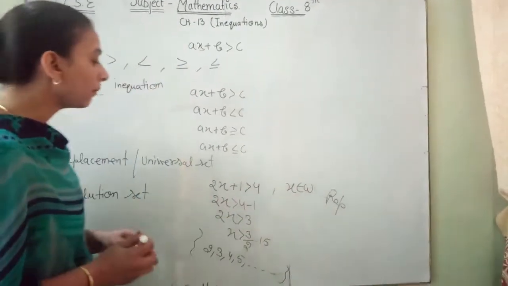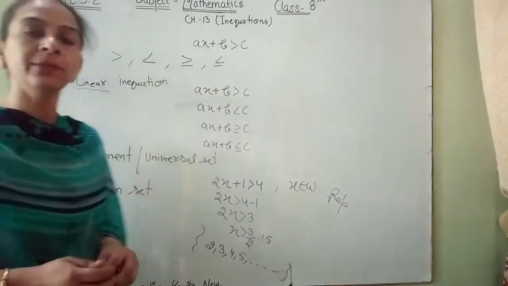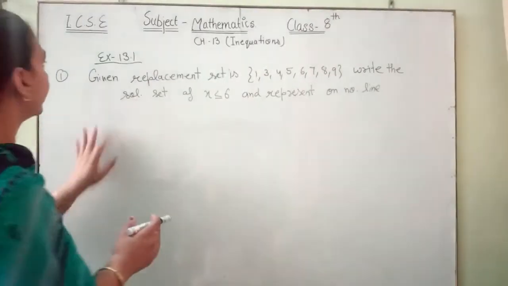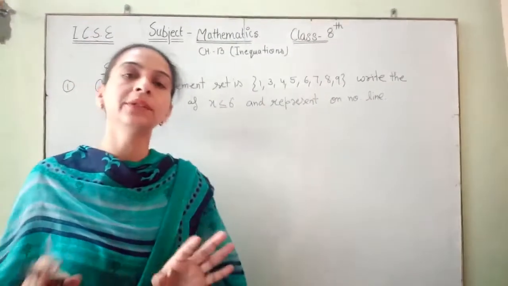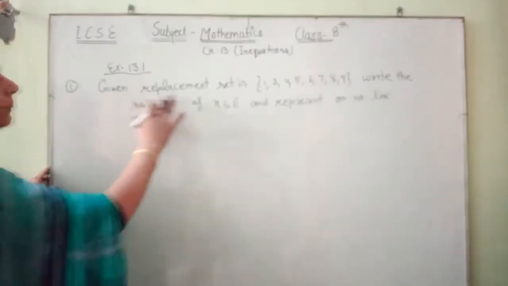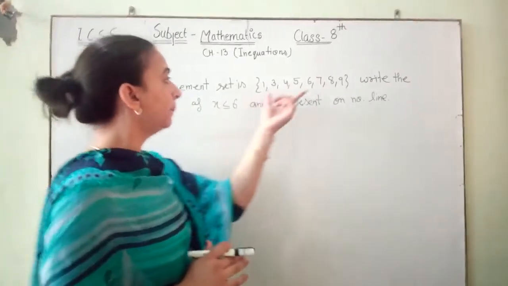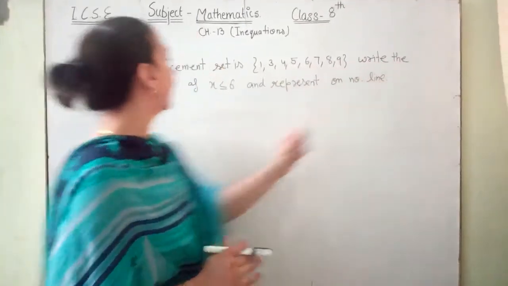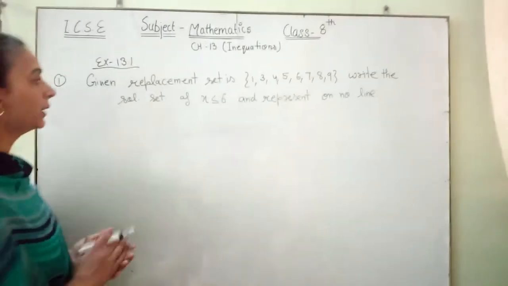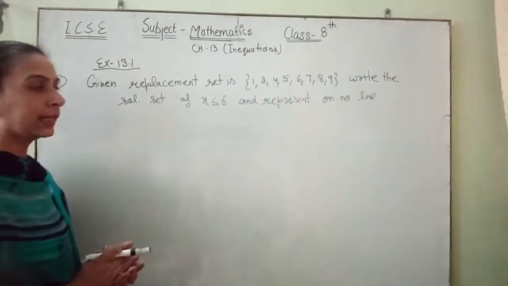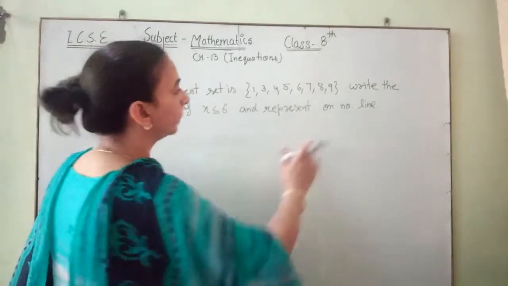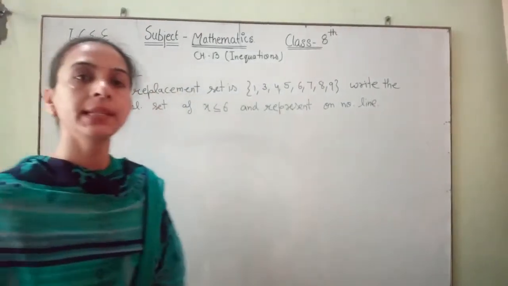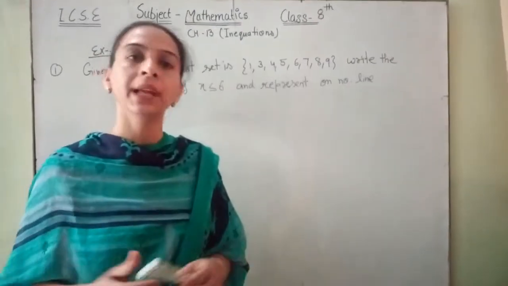Okay students. Next we take a question from the exercise. Students, we have a question from exercise 13.1. If we solve this question, then all our doubts are cleared. Question number one: given the replacement set, write the solution set of x less than or equal to 6, and represent it on a number line. First we find the solution set, and after that we represent this solution set on a number line.